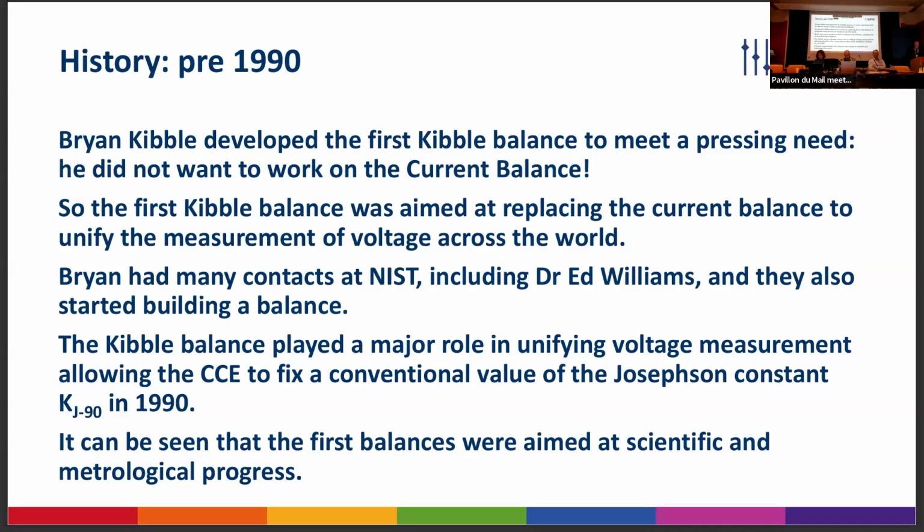The Kibble balance, called a Watt balance at the time, played a big role in unifying the world's voltage measurement systems by setting a conventional value for the Josephson constant. So you can see that the first balances were really fully aimed at metrological progress.